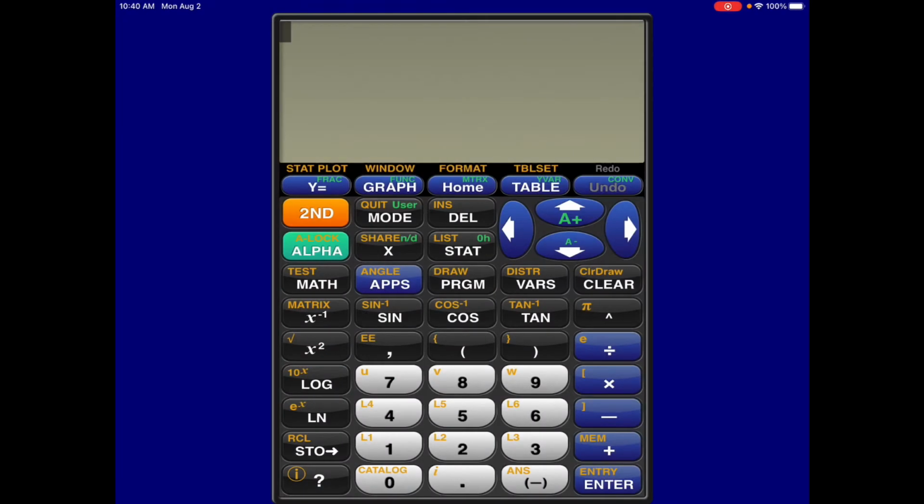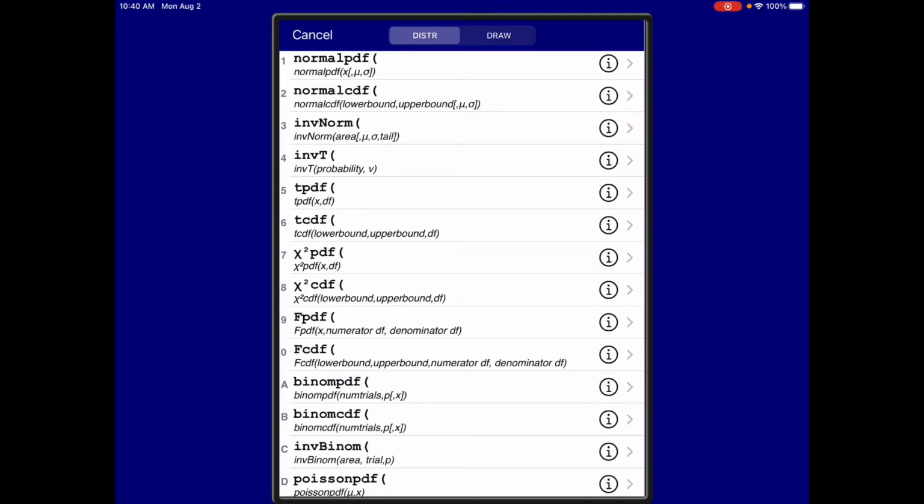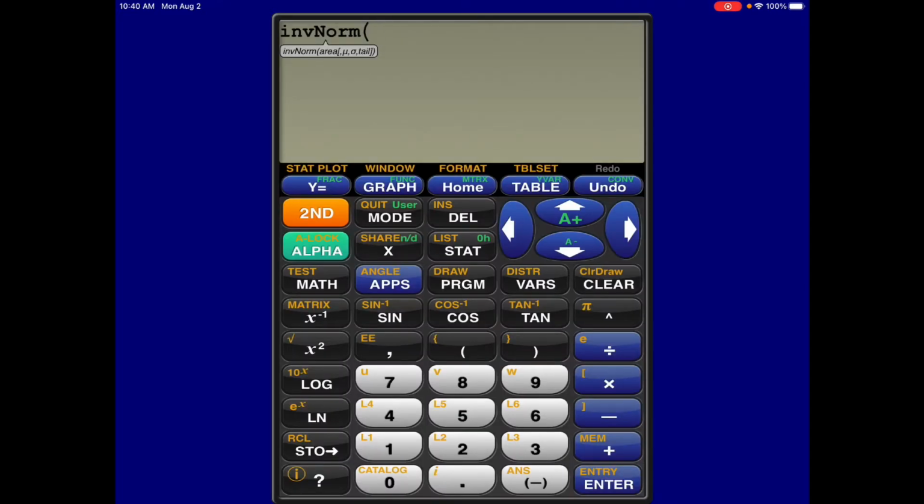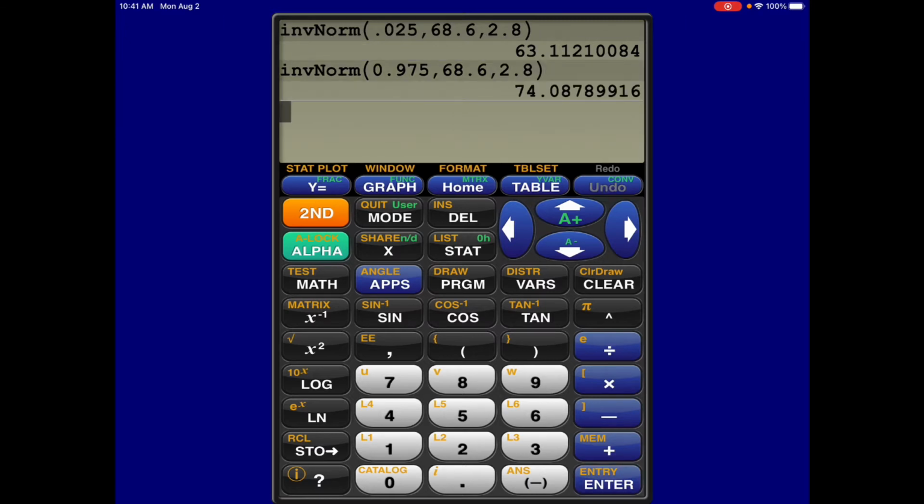So to get our x1, we're going to use inverse norm. So go second vars, inverse norm. And area to the left is going to be 0.025, comma, our mean, which is 68.6, comma, standard deviation, which is 2.8. Close parentheses, select enter, and we get that value. To get x2, same thing, so second vars, inverse norm. Area to the left is 0.975, comma, the mean, which is 68.6, and our standard deviation, which is 2.8. Close the parentheses, select enter, and we get our value for x2.